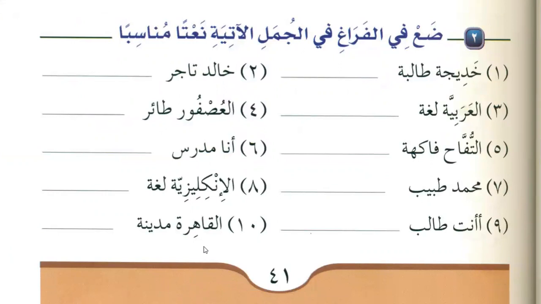Khadijatun talibatun jamilatun. Khadijatun, only one dhamma. Khalidun tajirun shahirun. Al-Arabiyyatu lughatun sahlatun. Gender must be the same for naat and manut. Al-usfuru ta'irun saghirun.